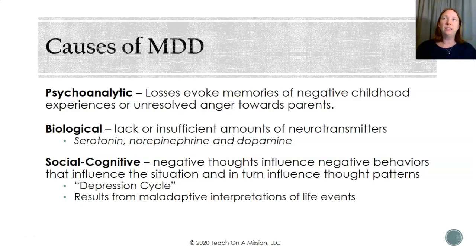The social cognitive perspective would compare it very much to the reciprocal determinism theory of Albert Bandura, that negative thoughts will influence the creation of negative behaviors, which will influence the situation that that person is in, and therefore in turn influence negative thought patterns. So this is where that depression cycle comes from. That depression results from maladaptive interpretations of life events. So you're going to have negative thoughts if you're experiencing depression. And if you have those negative thoughts, you might conduct negative behaviors, making the life event that you are going through worse. And then you're experiencing that negative life event, you're going to have more negative thoughts.